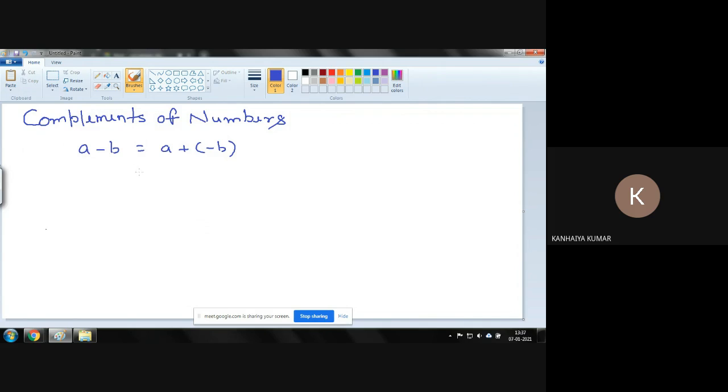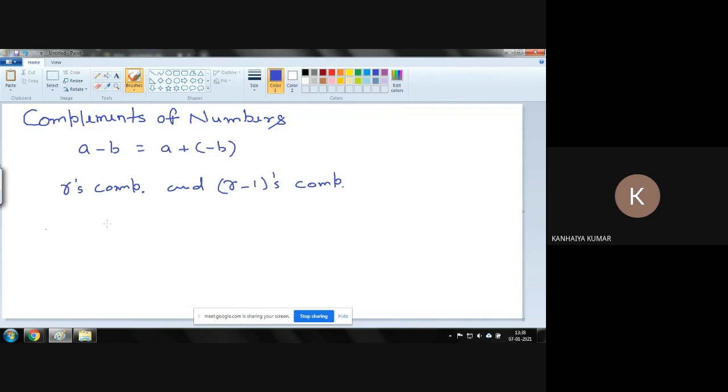We have two different kinds of complements. Let's say we have radix r, then you can find the r's complement and the r minus one's complement. These two complements we are going to learn.